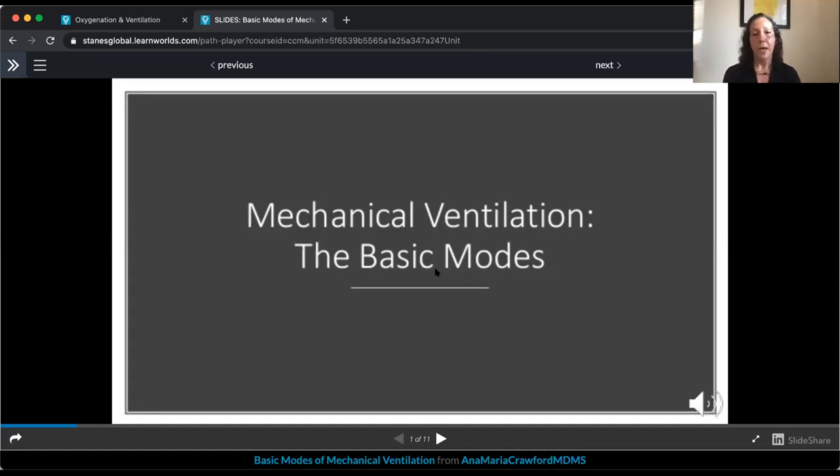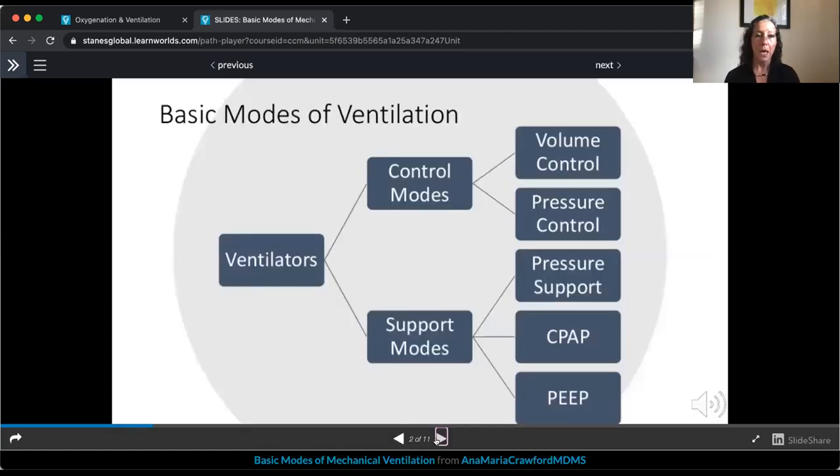So there's a lot of different ways to teach mechanical ventilation. I'm going to teach it to you the way that I learned it, because I learned it many, many different ways before it finally clicked in my brain as to how to understand the very basics. So this is very fundamental concepts for mechanical ventilation. With mechanical ventilation, I like to divide it into two broad divisions. You have control modes and you have support modes.